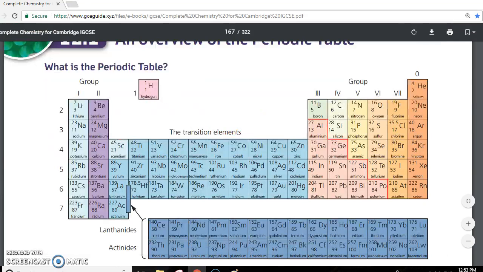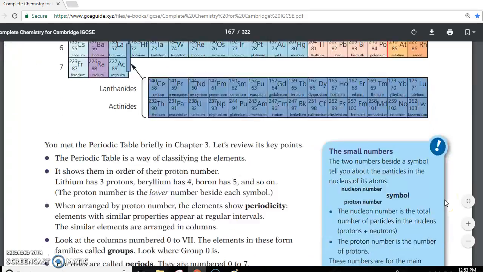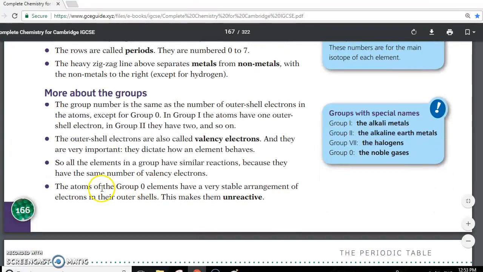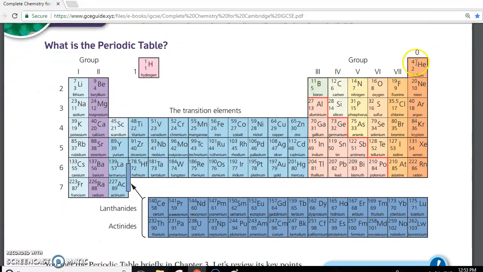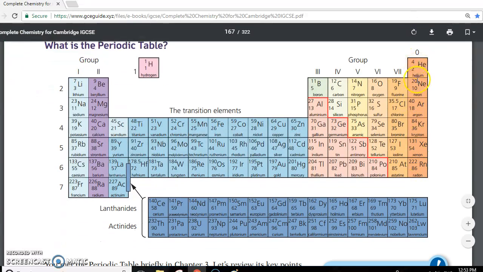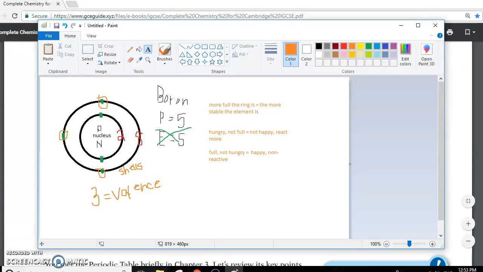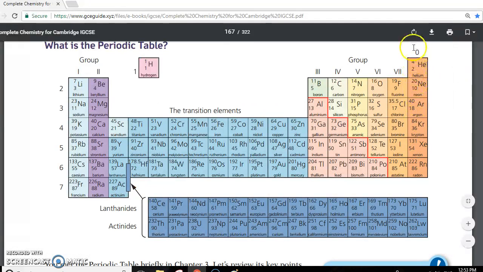So let's talk about this last column of elements. I think your text mentioned that. Yes, the atoms of the group 0 elements have a very stable arrangement of electrons in their outer shells. This makes them unreactive. So let's talk about helium. Also, fun fact, this chart is giving them a group number of 0, which to me is interesting. This one was 7. Sometimes you'll see this marked as group number 8, and we'll talk about why. But we'll go with 0, and that's fine too.